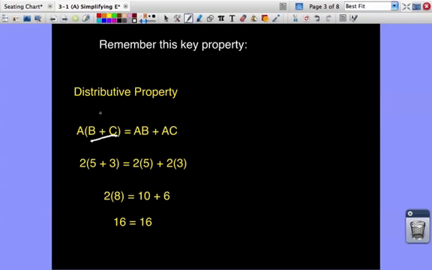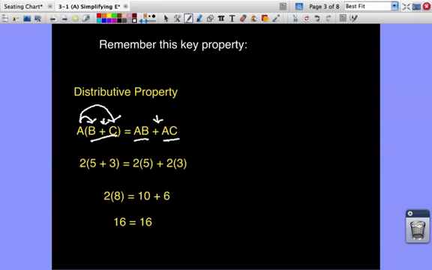So what I'm going to do is take this A and multiply it by both pieces inside the parentheses. I'm going to take A times B, and I'm also going to take A times C, and then I'm going to add them together because of this addition sign right here. Okay, so A times B is AB, then plus, because of this addition sign, A times C, which is AC. Okay, so that's the distributive property. You take the number outside the parentheses, you distribute it to both pieces inside the parentheses, or all pieces. You could have more than two, and then you just simplify from there.